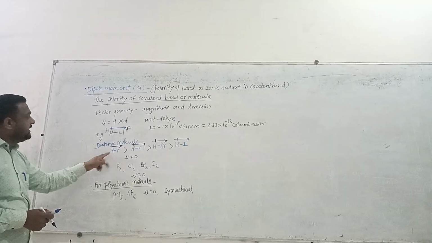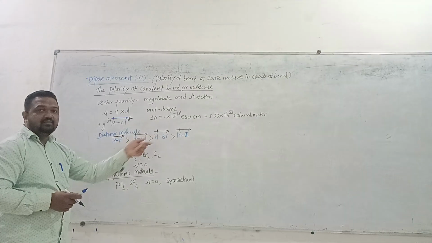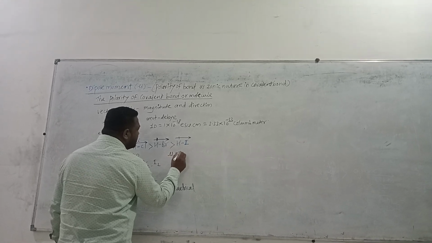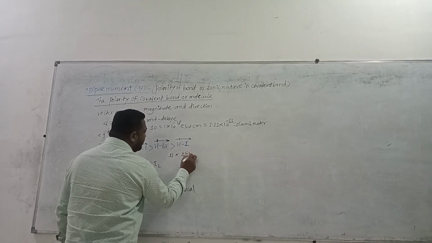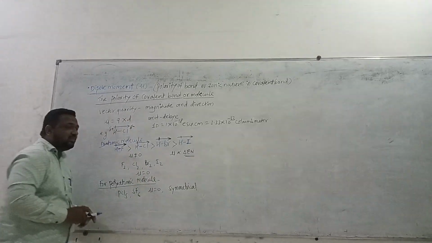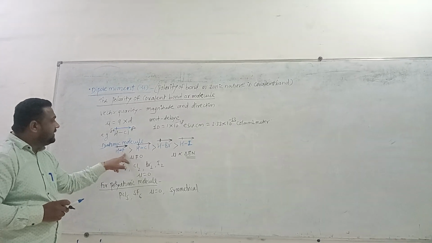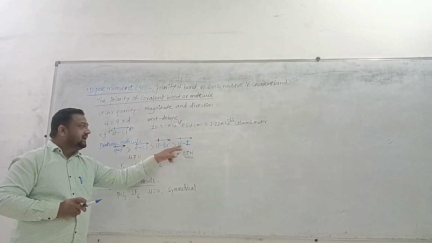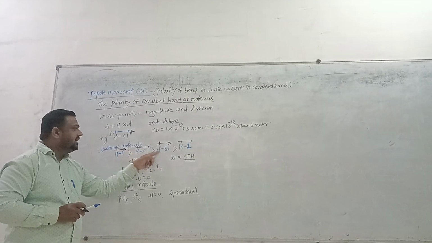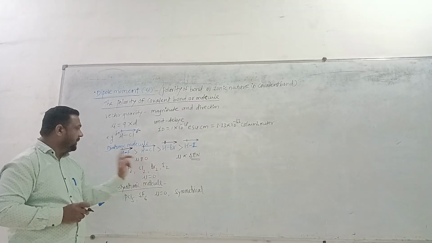Among HF, HCl, HBr and HI, which one has the greater dipole moment? The greater the electronegativity difference, the greater the dipole moment. The dipole moment mu is directly proportional to the electronegativity difference. The difference between hydrogen and fluorine is the largest compared to HCl, HBr and HI. Therefore, HF has a greater dipole moment than HCl, HBr and HI. All these molecules have a dipole moment not equal to 0.